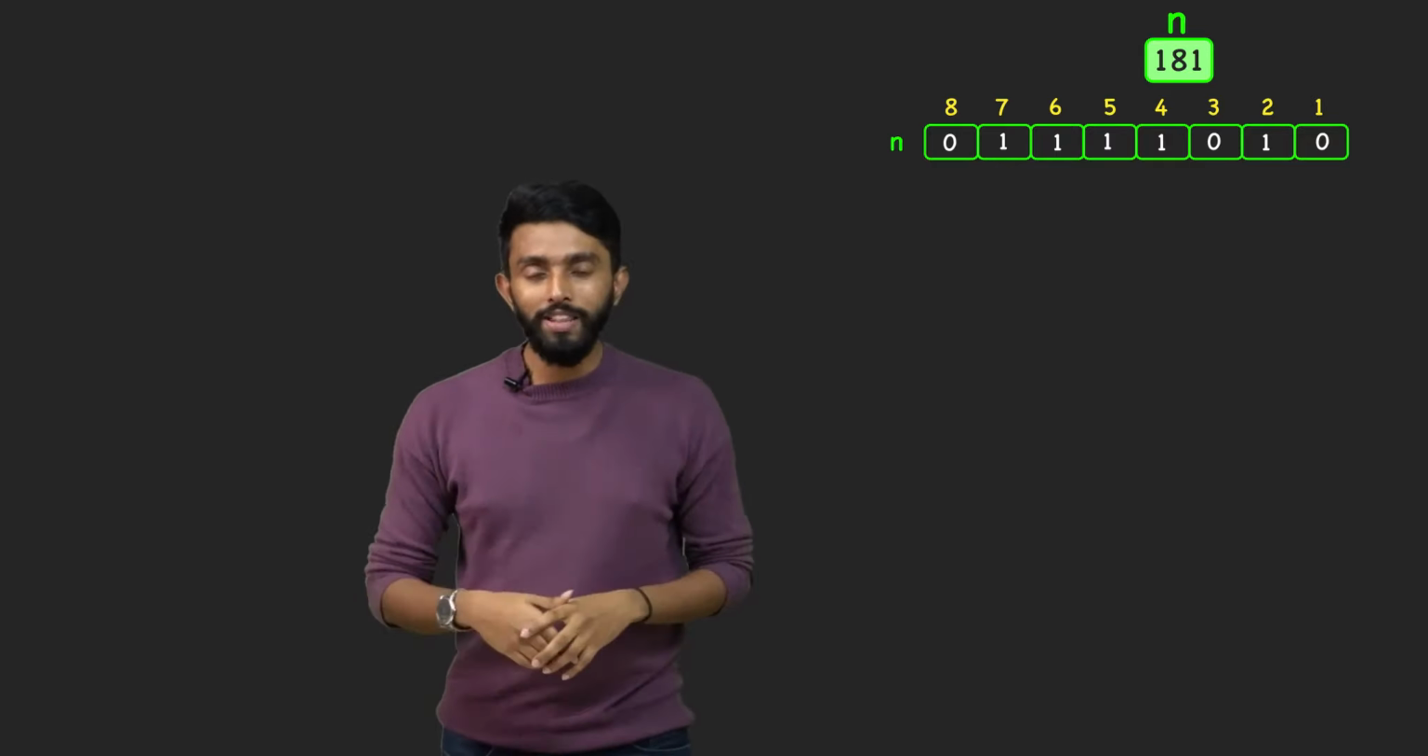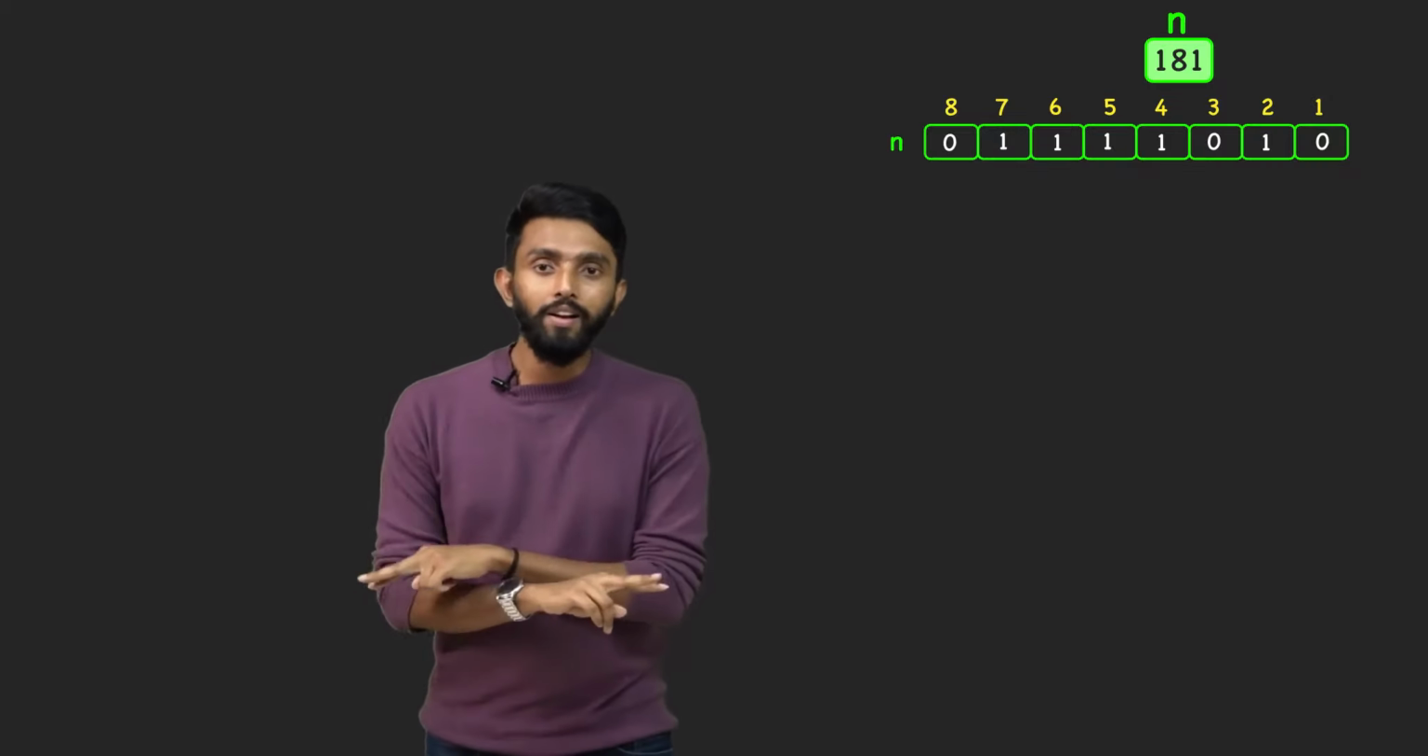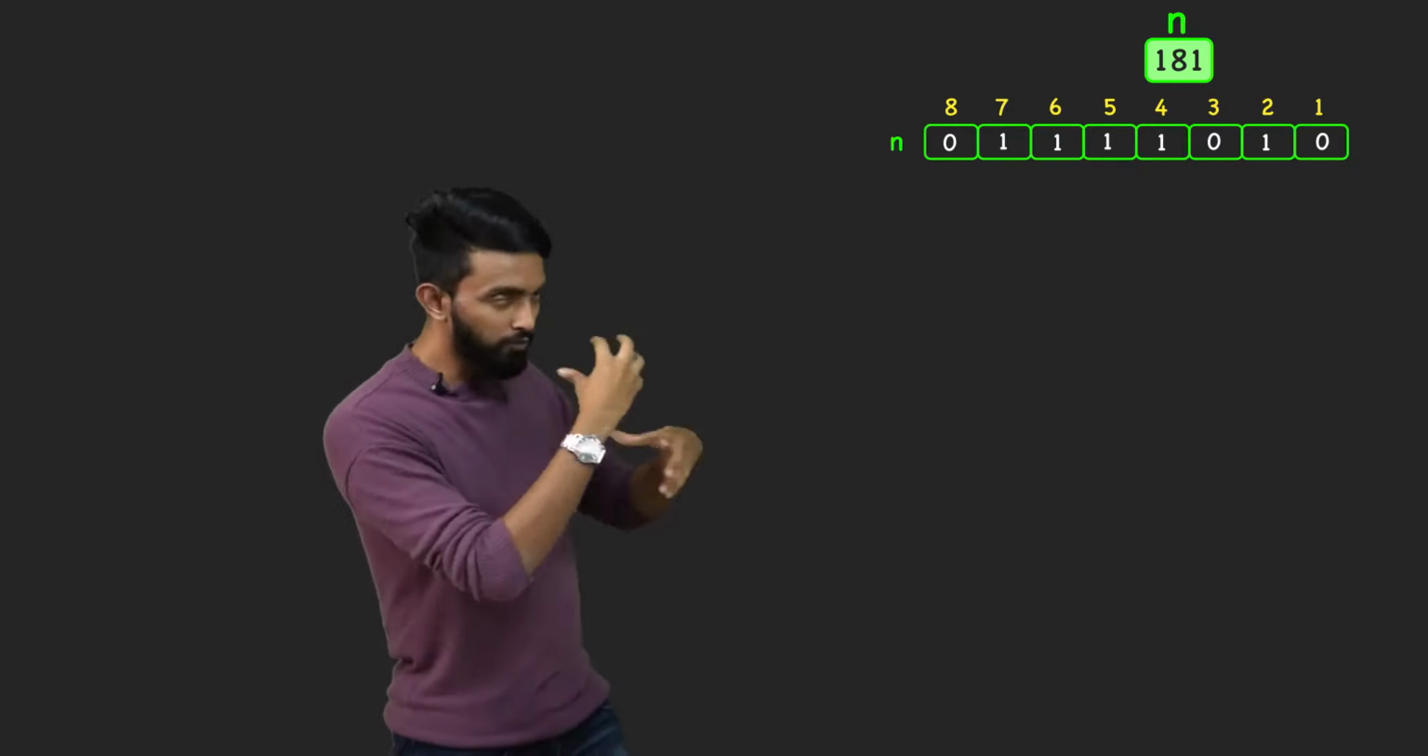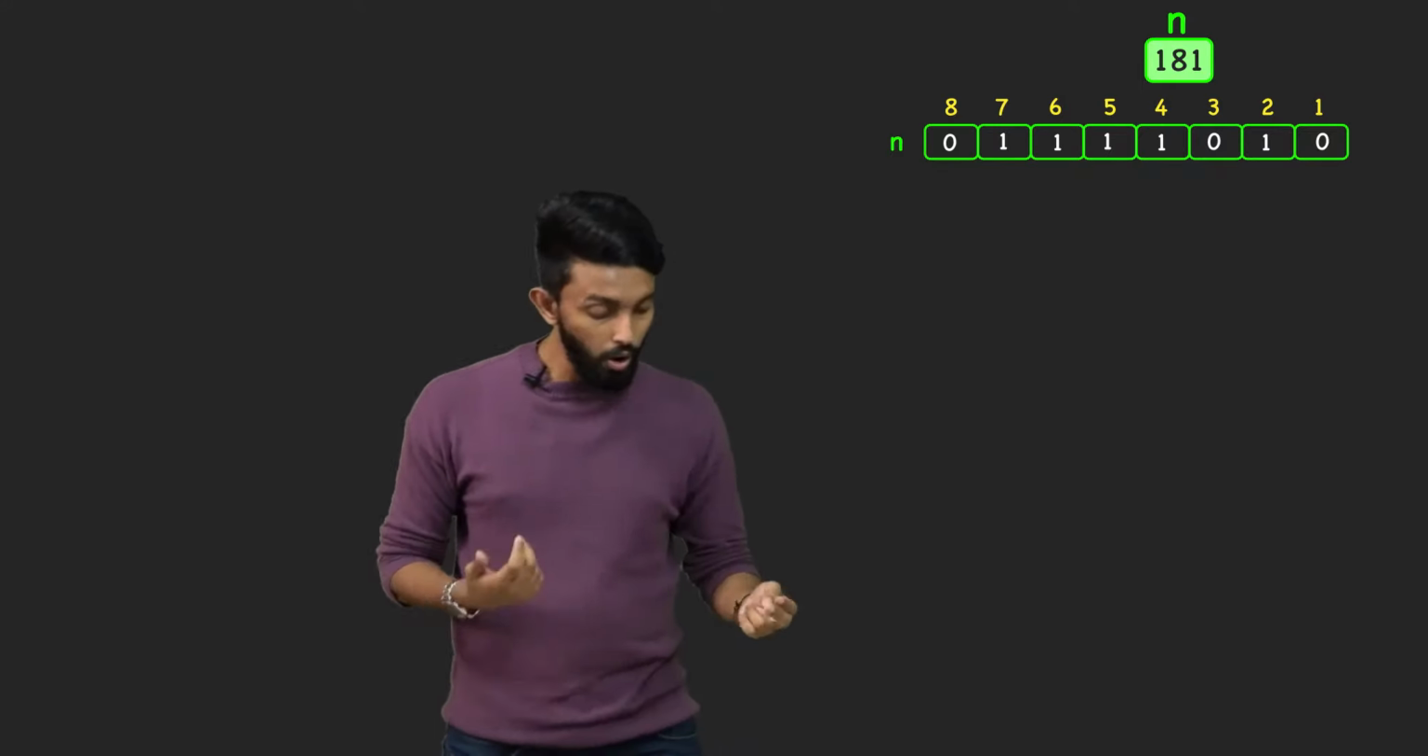But unfortunately, there is no operator which can directly right shift and left shift the bits within a given binary number. That is not possible. So we have to come up with a logic around this. Now, what could be the logic? Let me show you guys.